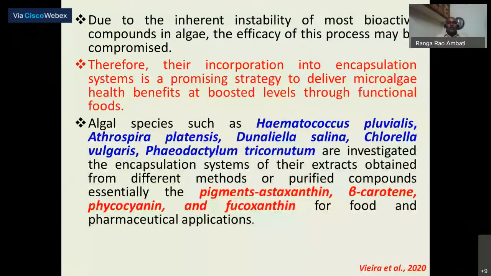Due to the inherent instability of most bioactive compounds in algae, the efficiency of the process is compromised. Therefore, encapsulation is a promising strategy to deliver the health benefits of microalgae. Some of the species used are Haematococcus, Spirulina, Dunaliella, Chlorella, and Phaeodactylum tricornutum. Extracts, biomass, and isolated compounds from these algal species have been reported, in terms of pigments such as astaxanthin, beta-carotene, phycocyanin, and fucoxanthin. These are used for the encapsulation process. Next slide, please.